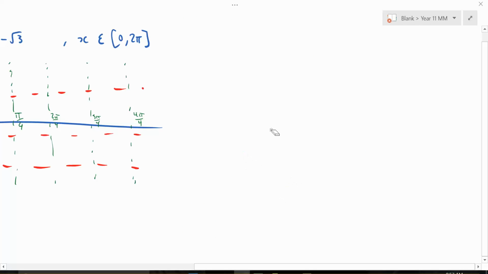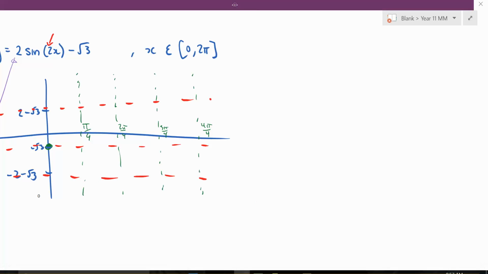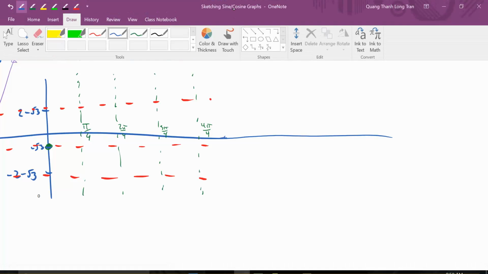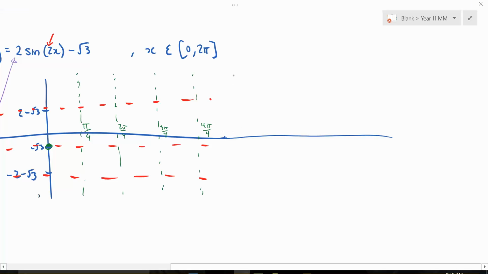We can say, all right, it's every pi over 4, and I'm going to use blue to carry this on, and I'm going to use green again. So here we go, pi over 4. This is 5 pi over 4. This is 6 pi over 4. 7 pi over 4, and finally 8 pi over 4, which makes 2 pi. So I finished my domain, and that's what I'm saying.